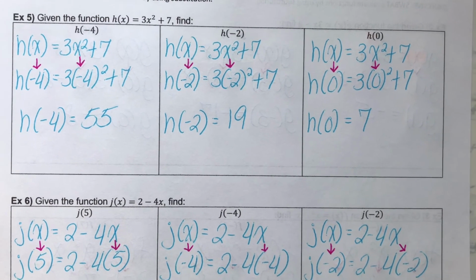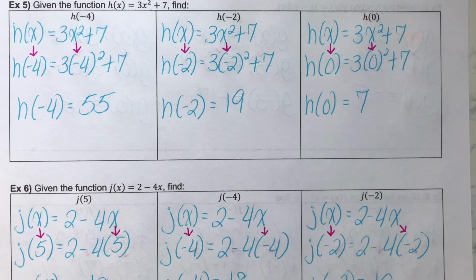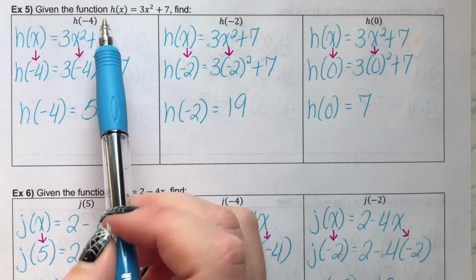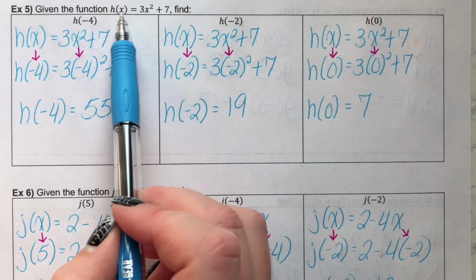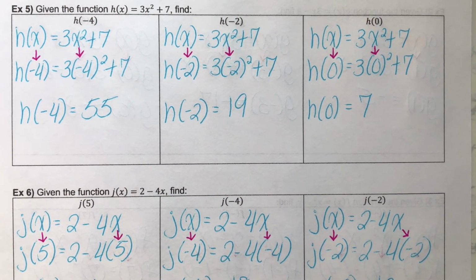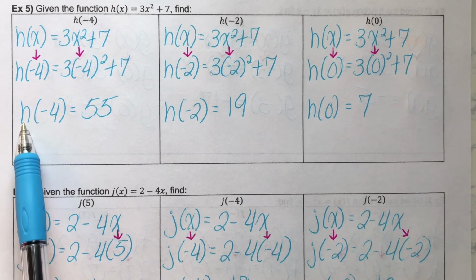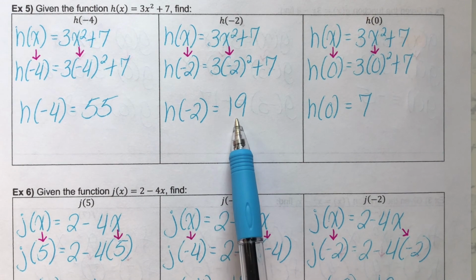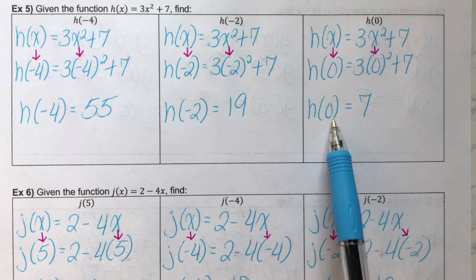Let's go to number 5 here. So again, number 5 is using the h function. So the first step was I'm gonna copy over the h of x function, which was 3x squared plus 7. And then I'm just plugging in all the way through. h of negative 4 is 55. h of negative 2 is 19. h of 0 equals 7.